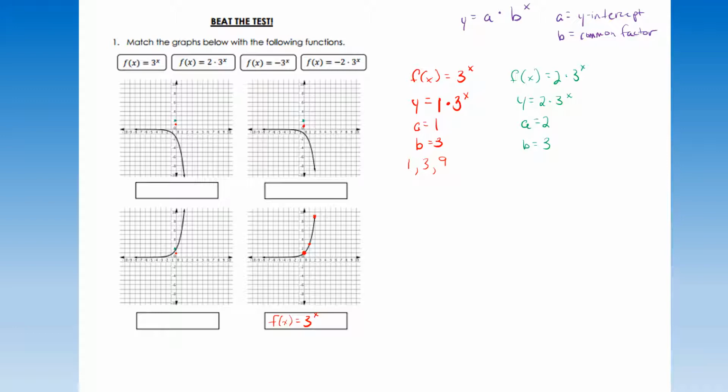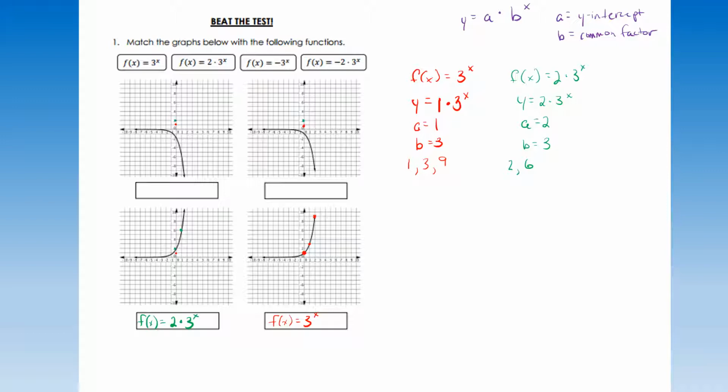And then what I want to do is just double check like we did the first one. If I start with 2, my next term should be 2 times 3, which is 6. So if I move over 1, I should be up at 6, which I am. And so this graph matches the equation for f of x equals 2 times 3 to the x power. So that's 2 of our graphs taken care of. Let's look at the next one.